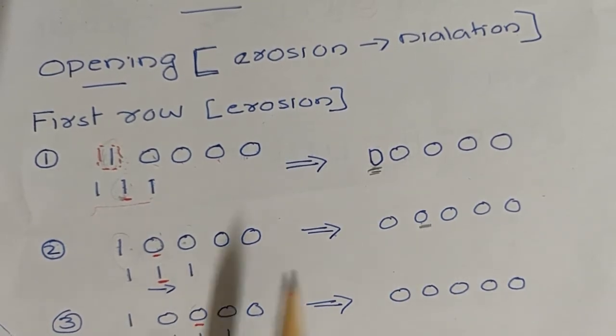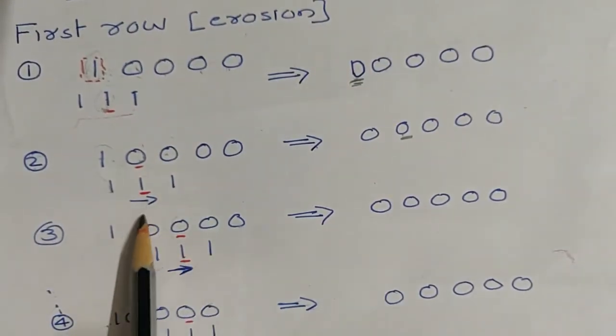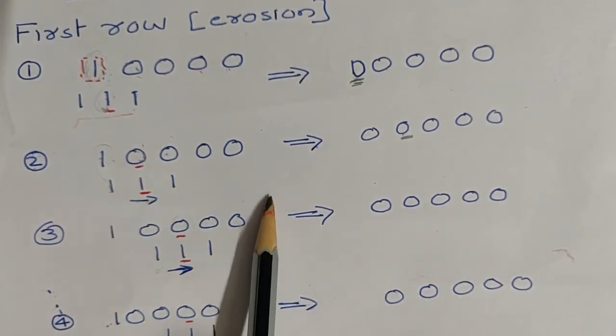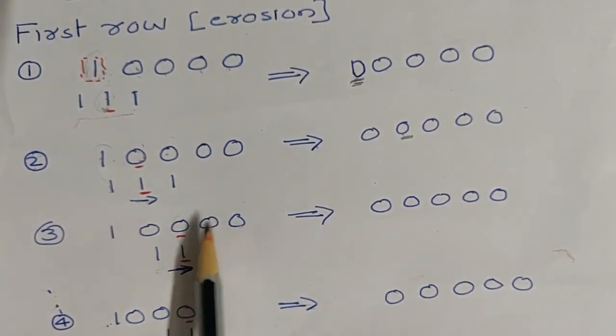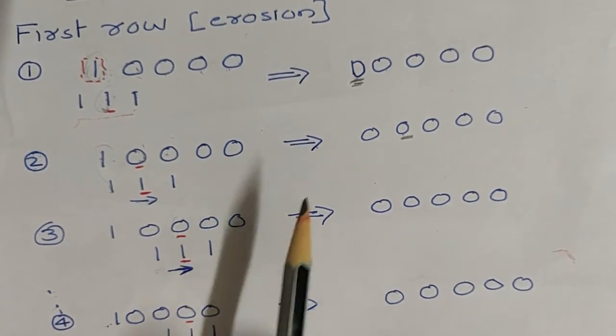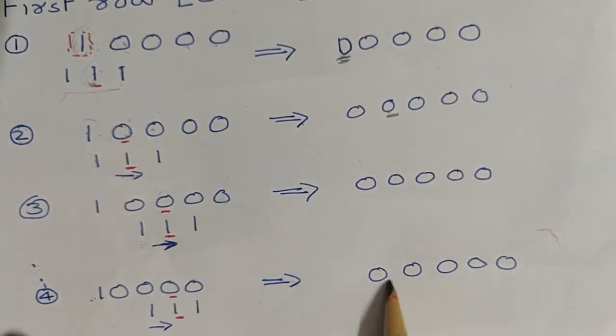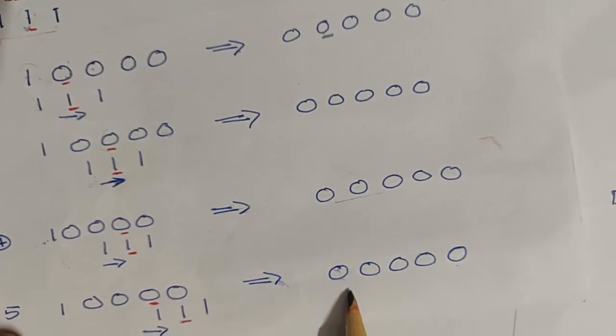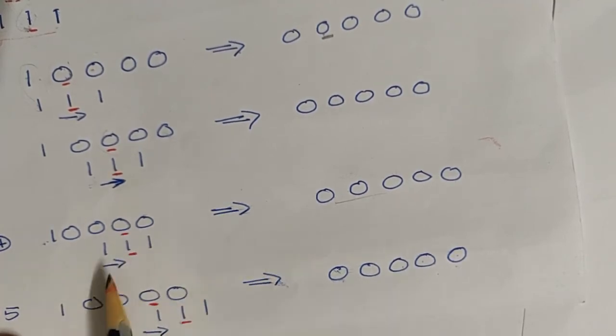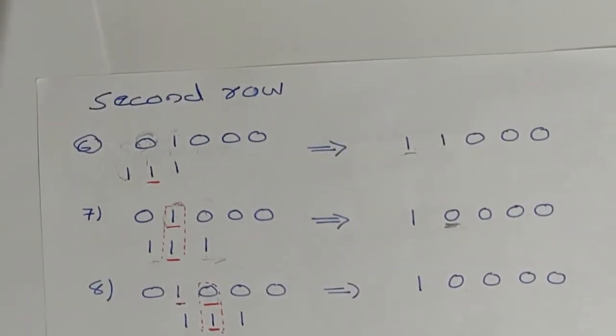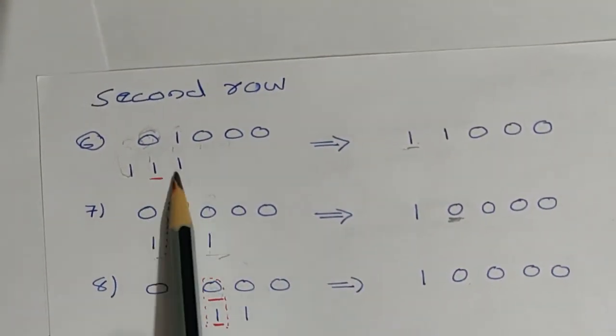Then we will shift the structuring element to the right side and do the convolution approach. In all these cases, the output will be 0. The final output is 0, 0, 0, 0, because the last element has input pixel value 0 and its neighbors also have value 0. Then we will take the second row.